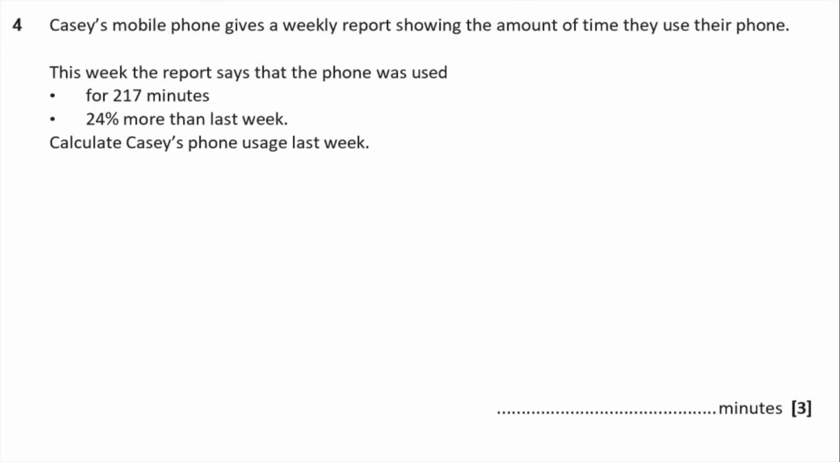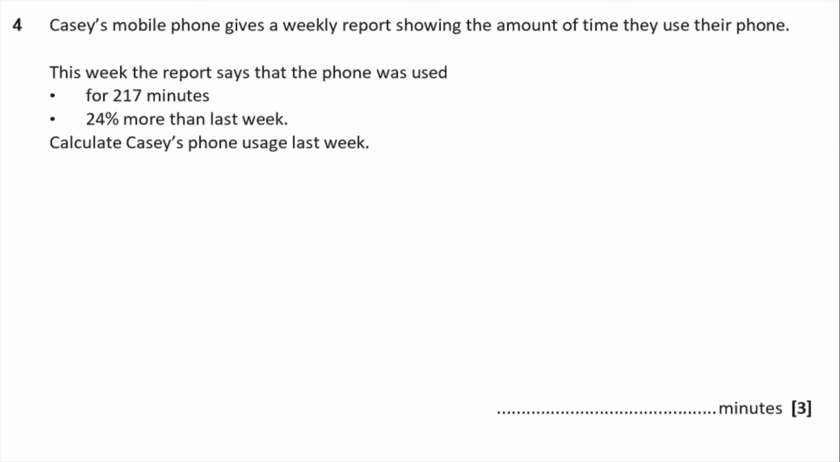Question 4. Casey's mobile phone gives a weekly report showing the amount of time they use their phone. This week, the report says that the phone was used for 217 minutes, which was 24% more than last week. Calculate Casey's phone usage last week.